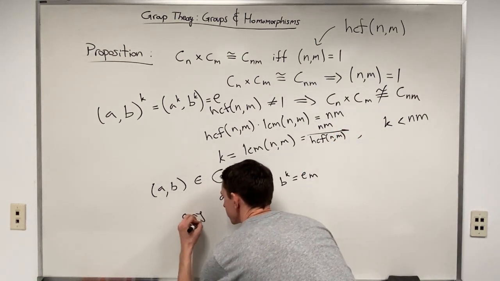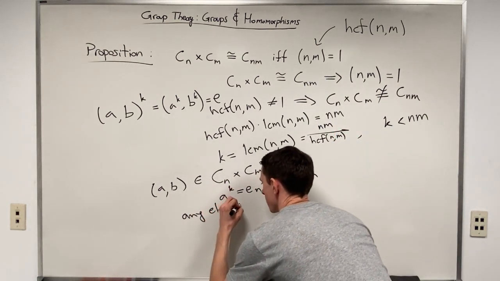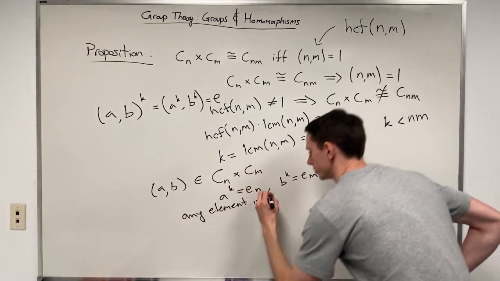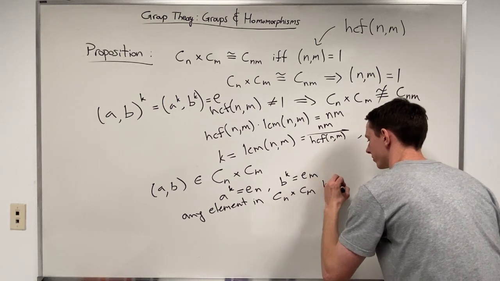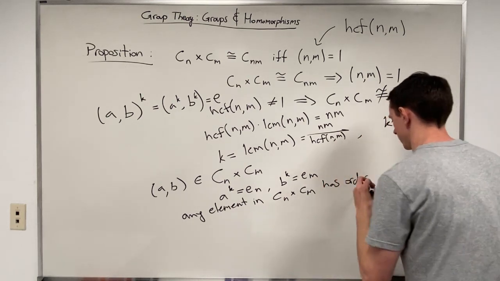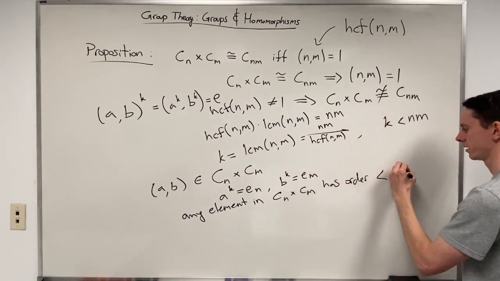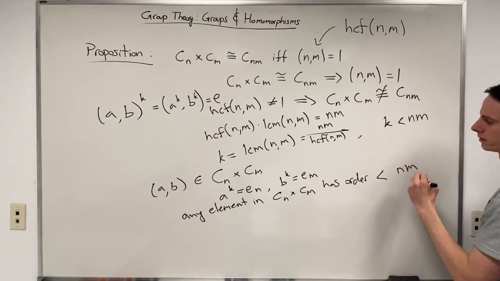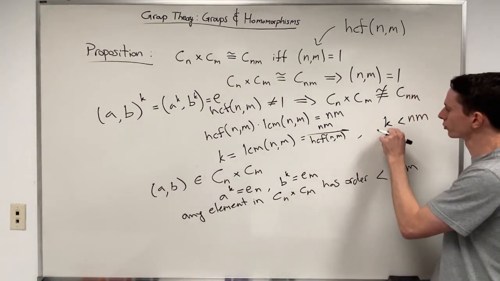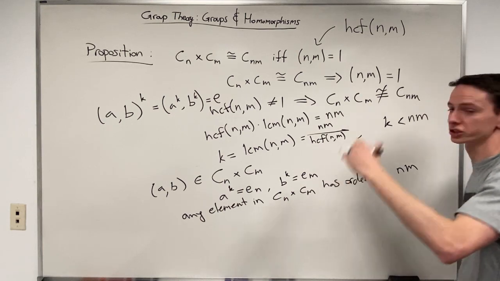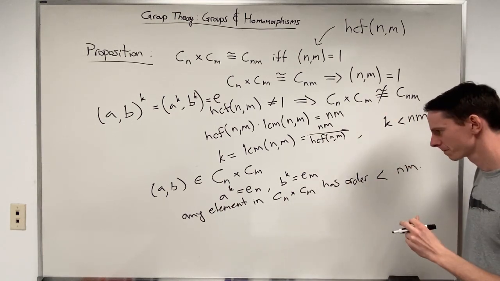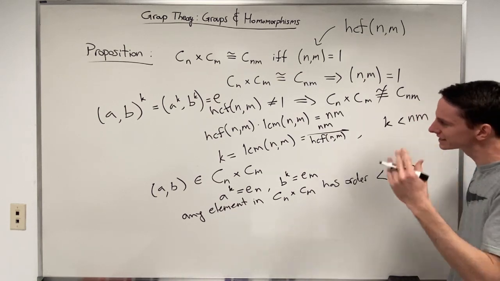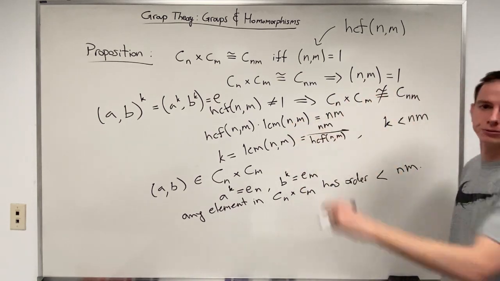So any element in this direct product Cn × Cm has order less than n times m. Because it's guaranteed to have an order k or smaller, and k by itself is less than n times m, right? I might be saying, okay, how does this get to showing that this is true though?